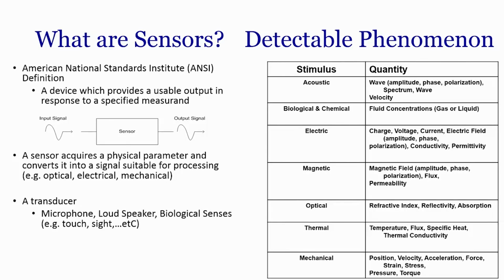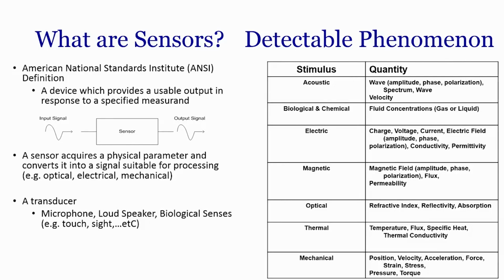When you talk about a detectable phenomenon, that means what is the stimulus and what is the quantity. For example, if we talk about an acoustic stimulus, then we can have wave, amplitude, phase, polarization, spectrum, wave velocity. When you talk about biological and chemical kinds of stimulus, then what is our quantity? Fluid concentration, such as gas or liquid. When you talk about electric, then what is the quantity? Charge, voltage, current, electric field, amplitude, phase, polarization, as well as conductivity and permittivity.